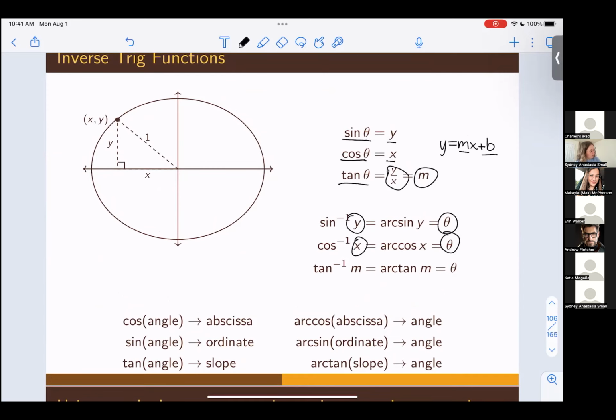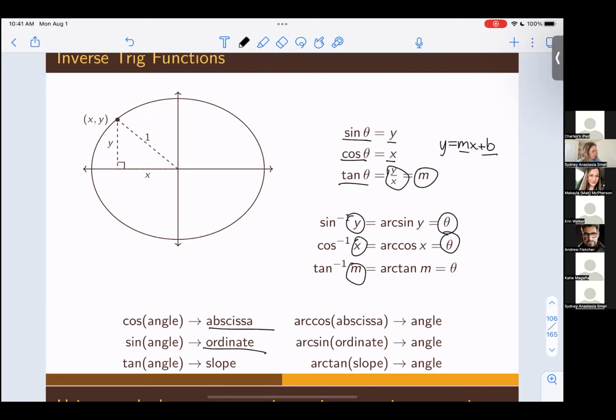We put in a slope to the inverse tangent function, i.e. the slope of this line here on our unit circle, and we get back the angle. Pretty much how inverse functions have always worked in college algebra or any other context. This is just different with trig. If you remember the fancy vocabulary from the beginning of the semester, abscissa is just the really fancy word for x coordinate on the unit circle.